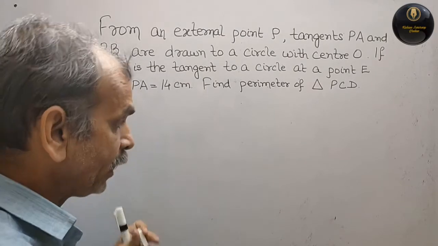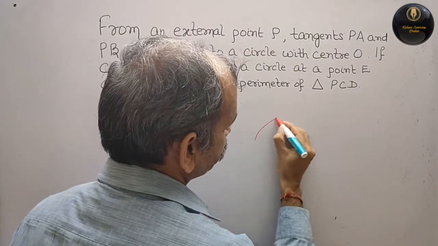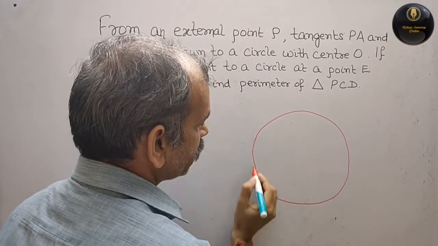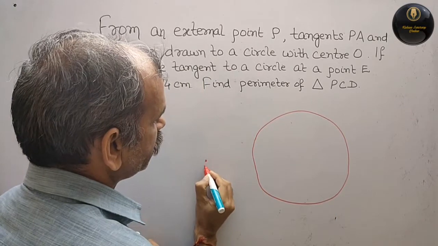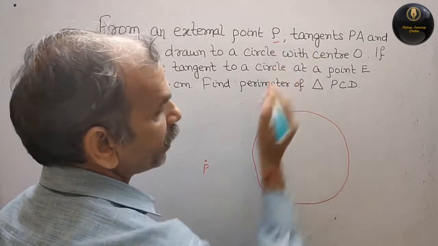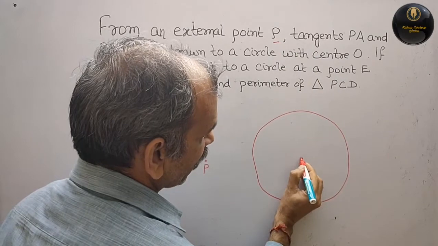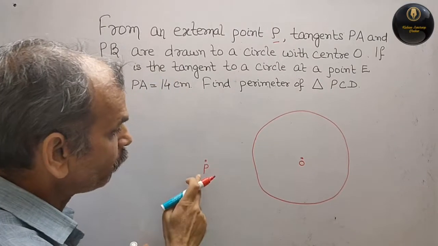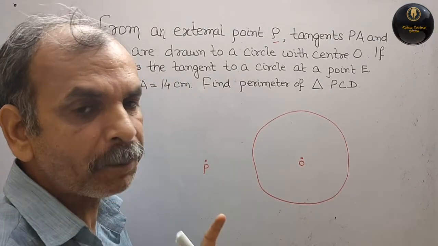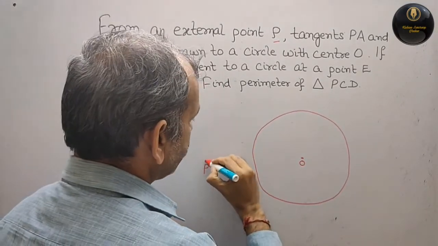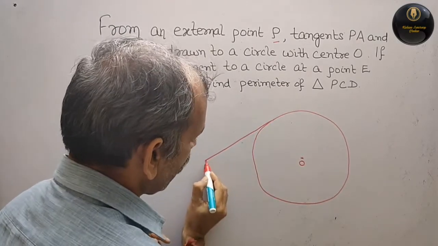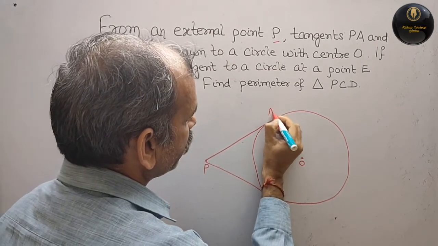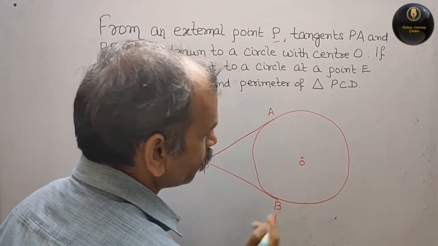So look, what has it said? There is a circle. This is the circle and this point is your P point, external point P. This is the center, that is your O. From P there are two tangents, PA and PB. So two tangents are there, 1 and 2. So this is your A and this is your B now.